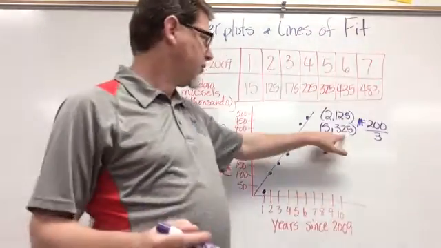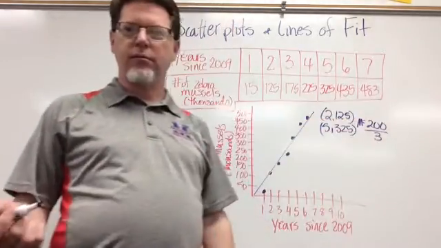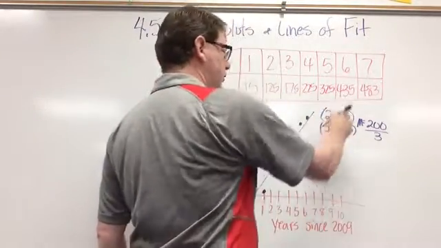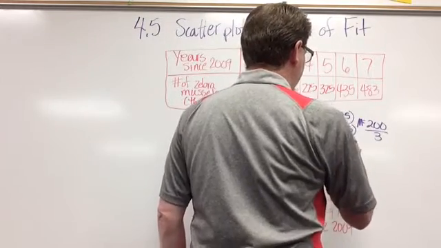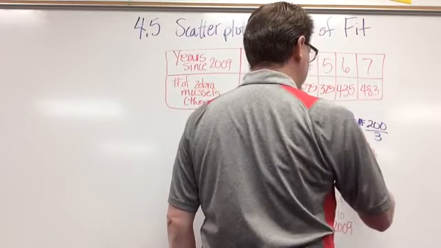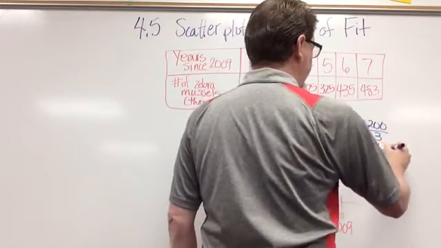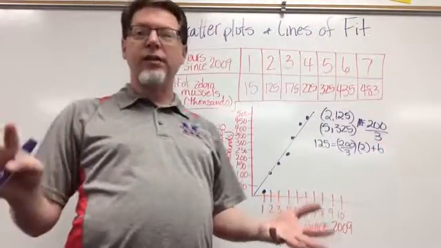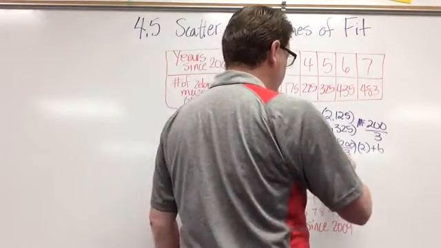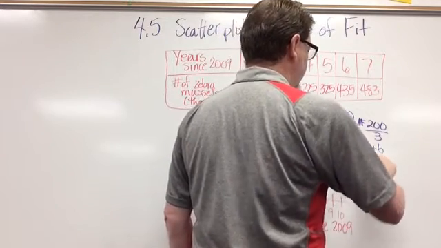If I went too fast, I just did y2 minus y1 over x2 minus x1. I got 200 over 3 as my slope. Okay, now I need to know my y-intercept. So I'm going to use 2 and 125. So 125 equals 200 over 3 times 2 plus b. Yes, we get into some crazy numbers here because it's a scatter plot. That's why we have calculators. So I have 125 equals 400 over 3 plus b.